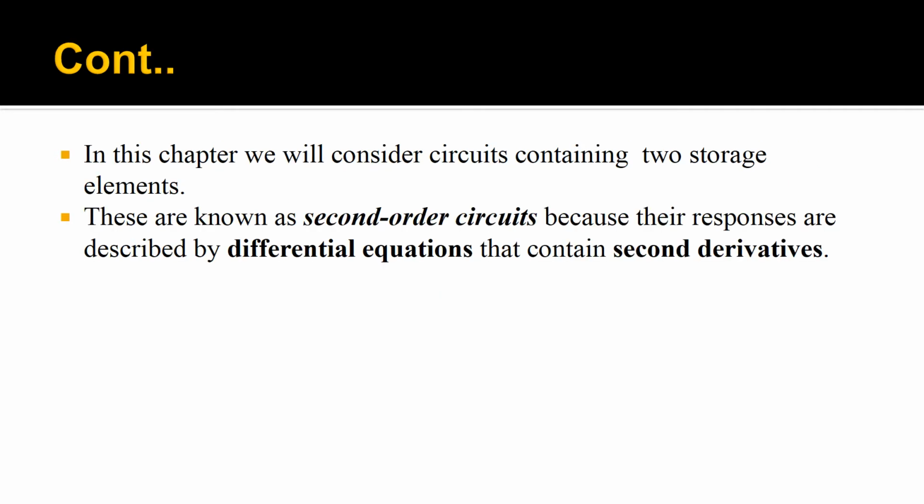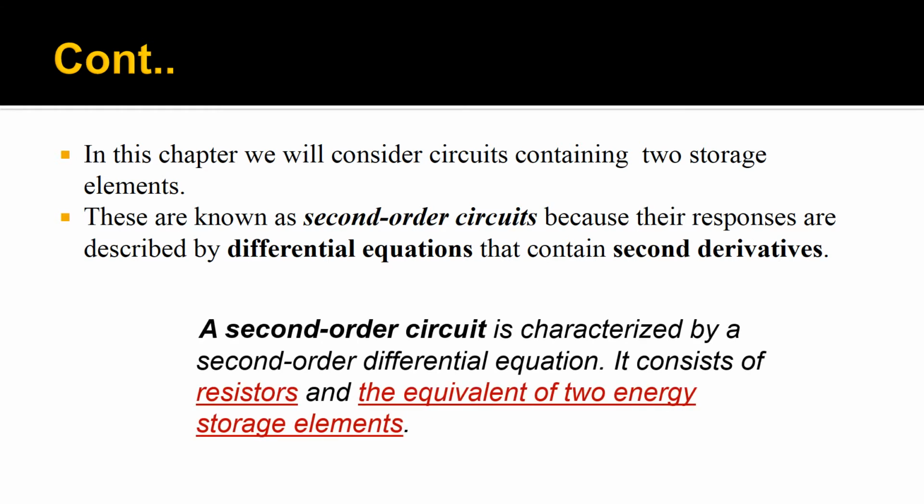In this chapter, we will consider circuits containing two storage elements. Since there are two storage elements, it is easy for us to understand that this should be known as a second order circuit because their responses are described by differential equations that contain second order derivatives. So, a second order circuit is characterized by a second order differential equation. It consists of resistors and the equivalent of two energy storage elements.